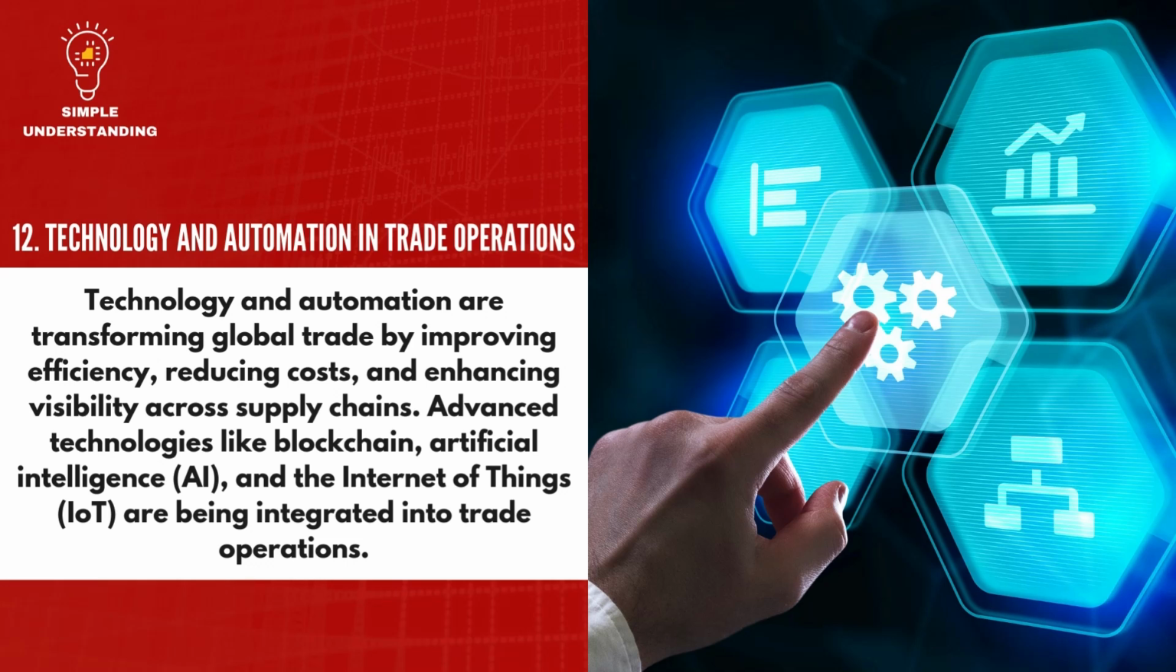12. Technology and automation in trade operations. Explanation. Technology and automation are transforming global trade by improving efficiency, reducing costs, and enhancing visibility across supply chains. Advanced technologies like blockchain, artificial intelligence, AI, and the Internet of Things, IoT, are being integrated into trade operations.